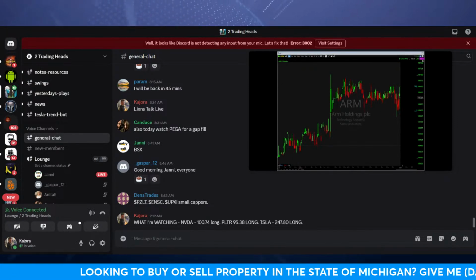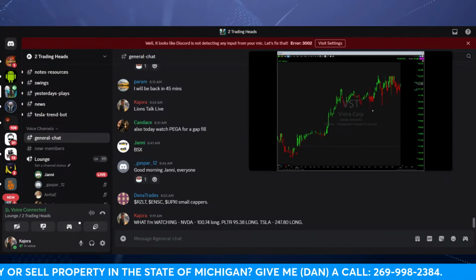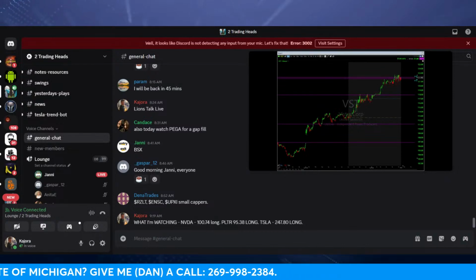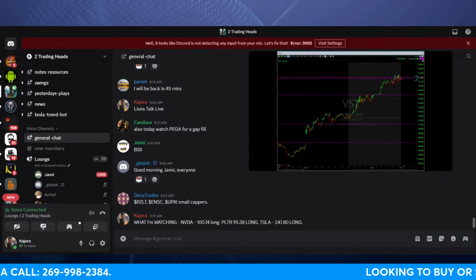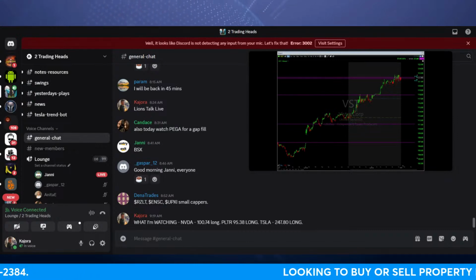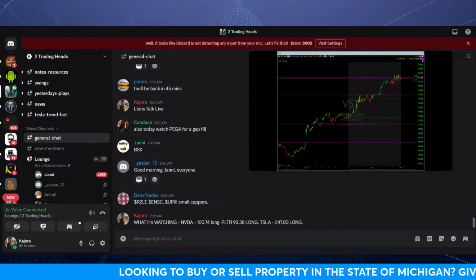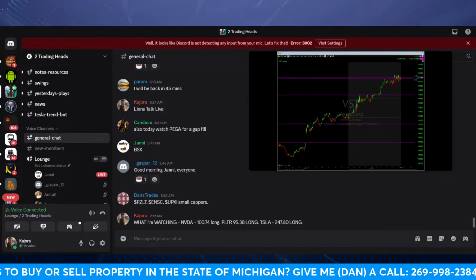VST. Another one that is flagging. VST is holding your support here. Look where it is right now, right? So right now you are stuck there at this resistance point. You want to push through on VST, get more out of it.